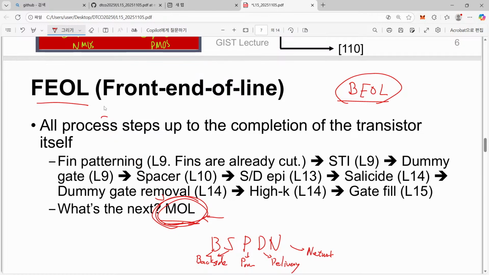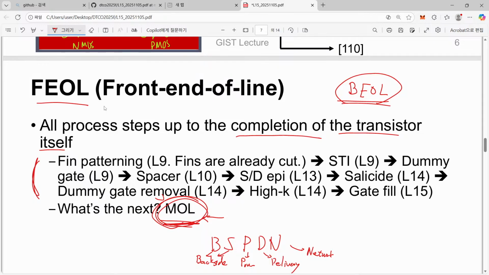So let me just summarize the FEOL steps. FEOL, front end of line, represents all process steps up to the completion of a transistor itself. Now we have a well fabricated transistor. It has its own gate, its source and drain, channel, all are made. However, that is not connected to the external world. That is done by our MOL and back end of line.